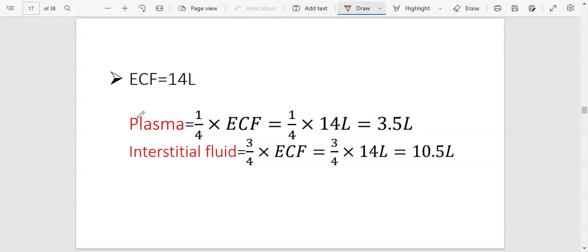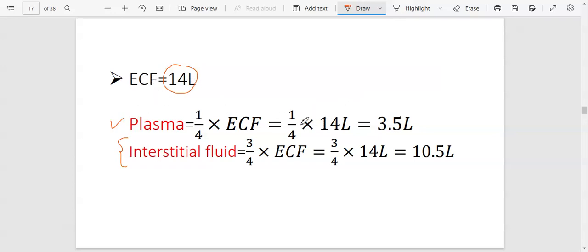But outside the cell, we know we have got the plasma fluid, the interstitial fluid, and the transcellular fluid. But in this case, we're going to take the transcellular fluid to be part of the interstitial fluid. So we'll just divide into plasma and interstitial, the ECF, the extracellular fluid. Now, from the 14 liters, plasma takes up 1 out of 4 of the ECF. So a quarter of the extracellular fluid is plasma.